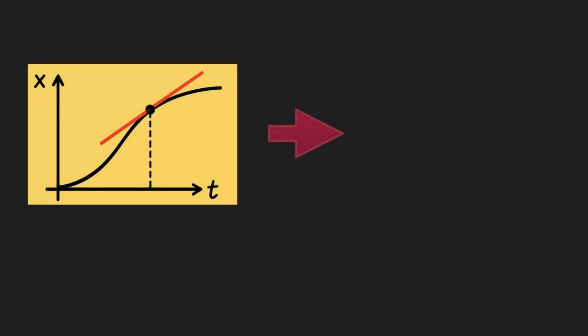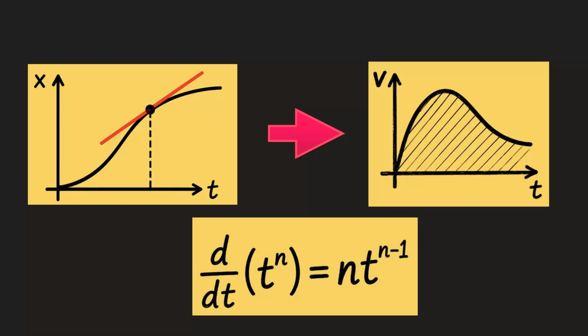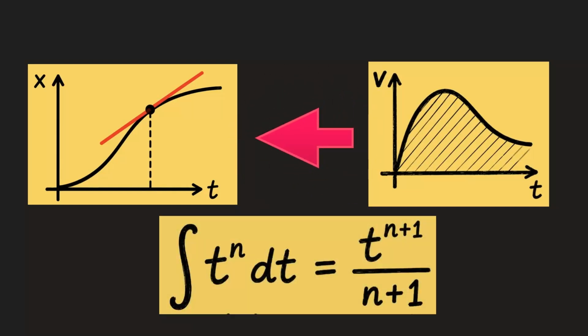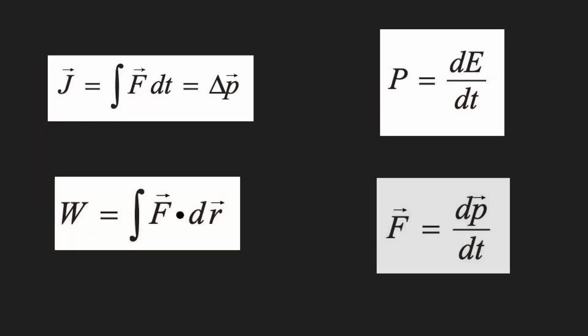Derivatives help us to break motion down. Position becomes velocity, and velocity becomes acceleration. But in physics, we often need to build motion back up. That's what integrals do. In this video, you'll learn how antiderivatives help us go from velocity back to position, and why the same idea shows up in impulse, work, energy, and more.